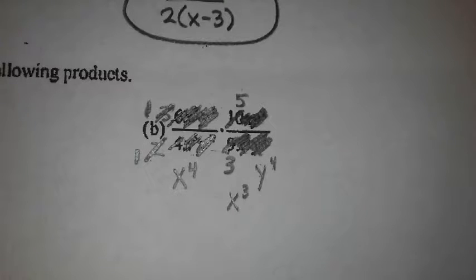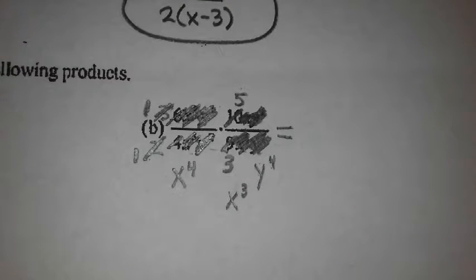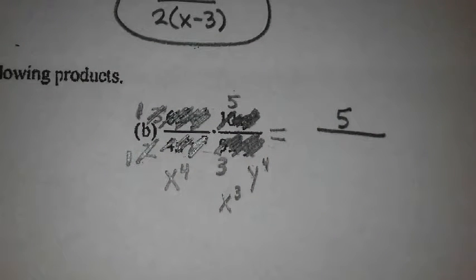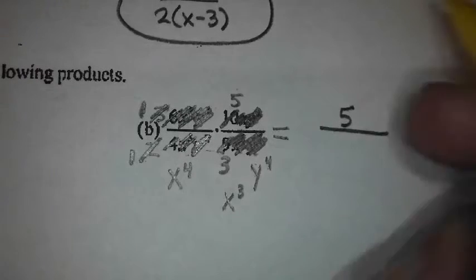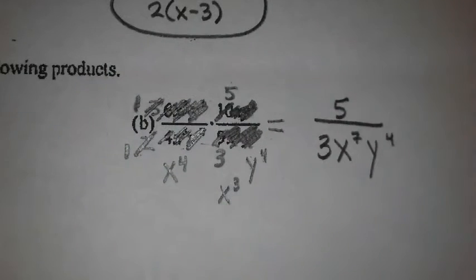You got to be pretty neat about this, as you can see, because it's easy to not realize that you already crossed something out, or you didn't cross something out and forget about it. But what's left on top? 5. 1 times 5, 5. What's on the denominator? 1 times x to the 4th times 3 times x to the 3rd times y to the 4th. Nate? Perfect. 3x to the 7th, y to the 4th.